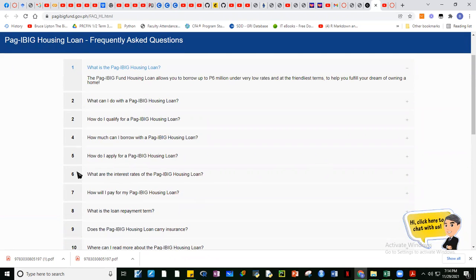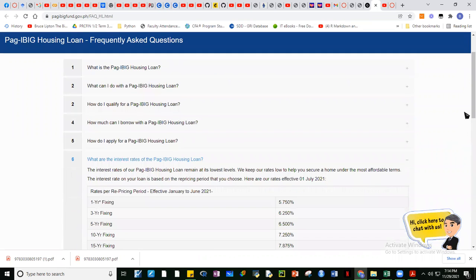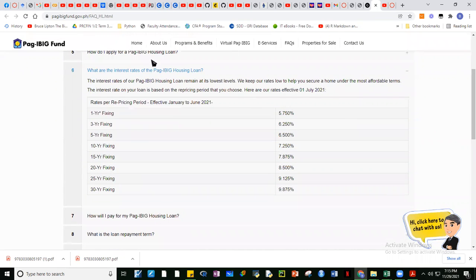But I'm looking at question number 6. What are the interest rates? Okay, so these are the interest rates. This is where I got those figures. And that's effective up to June 2021. It's already November, but they haven't changed it. So it means that this still holds. Okay, let me see the chat. Okay, thank you. All right.